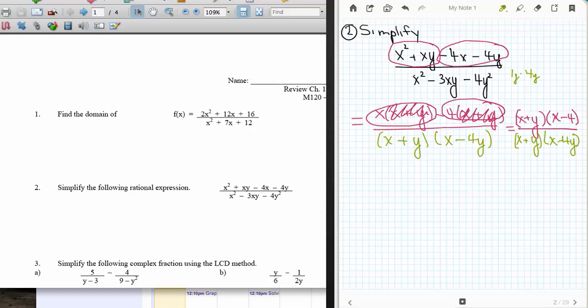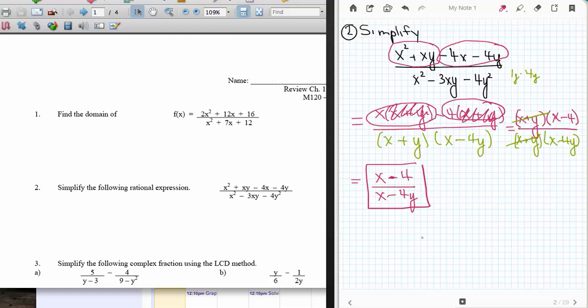And now I'm going to cancel as much as possible. So my x plus y is in common both in top and bottom, so I can cancel it. And now, when I'm all finished, all I have left is an x minus 4 in the numerator, and in the denominator an x minus 4y. Now notice there's no more canceling. These things are sums. There's no canceling in addition. You can't cancel that 4 and that 4, that x and that x, because they're added to one another.